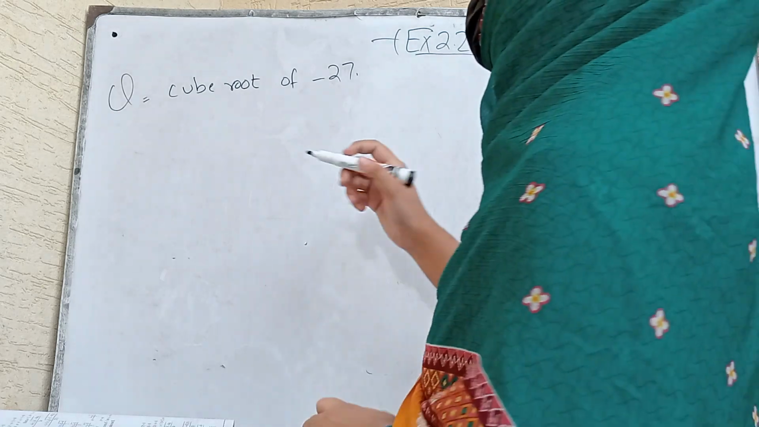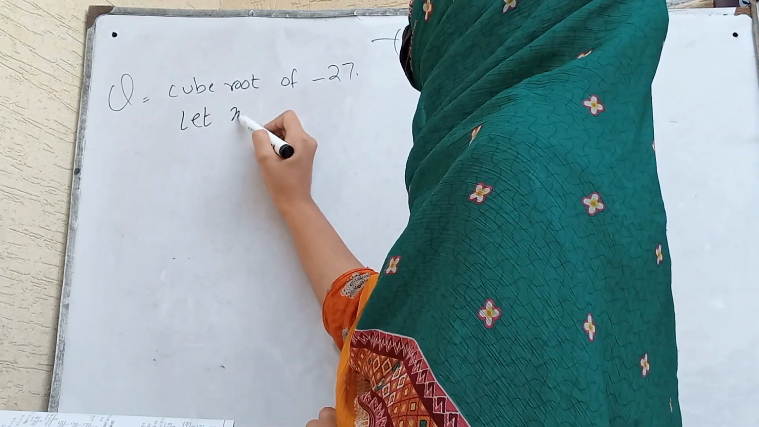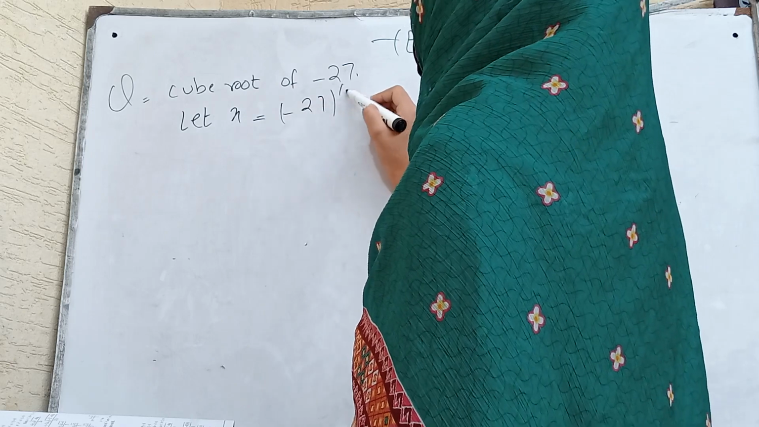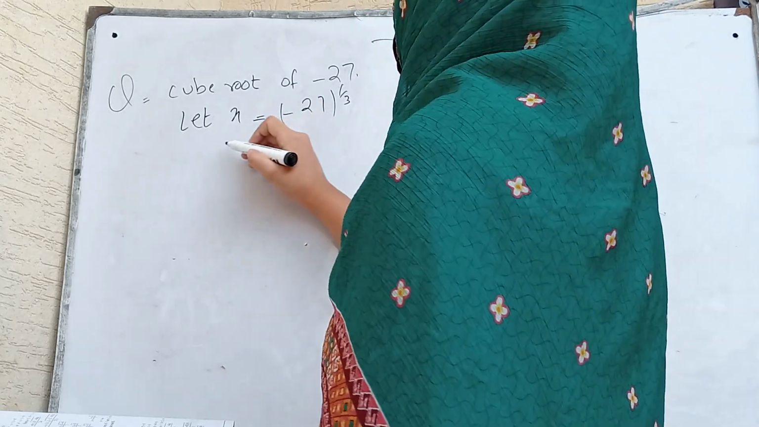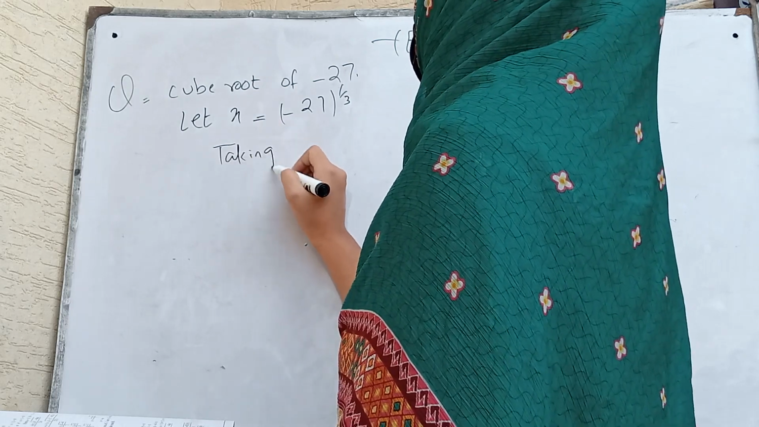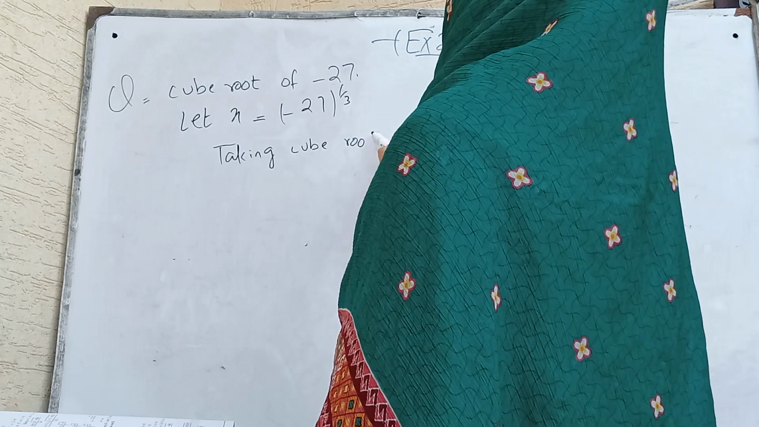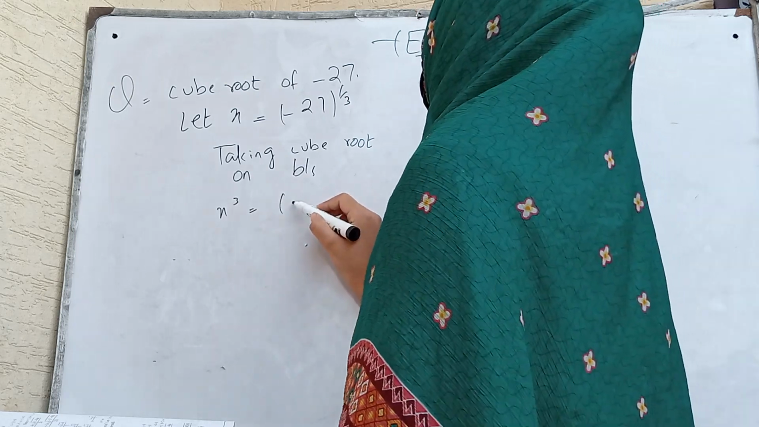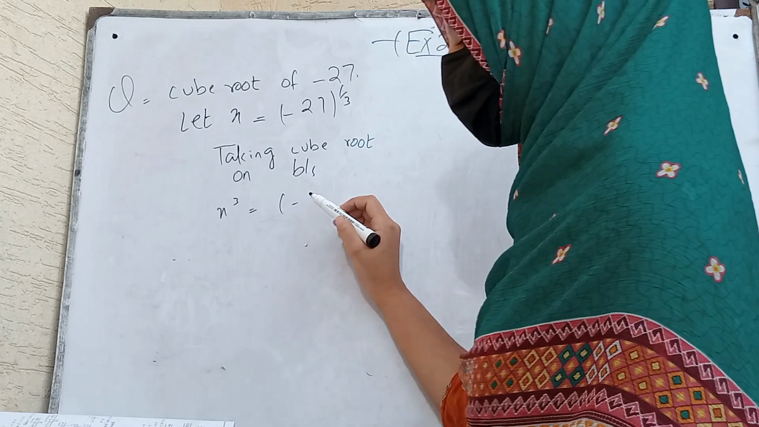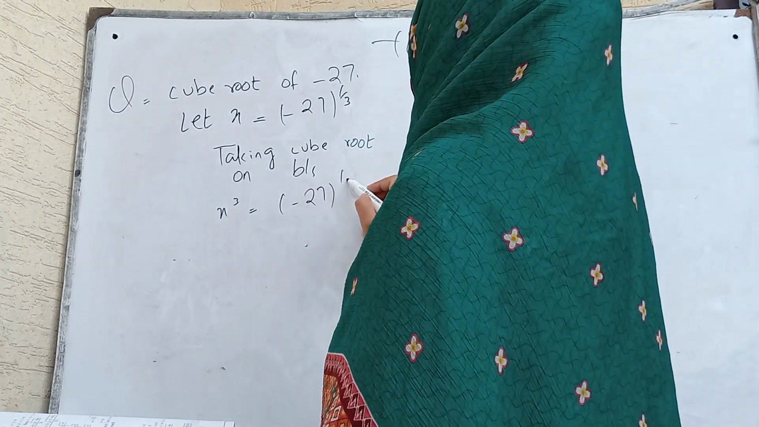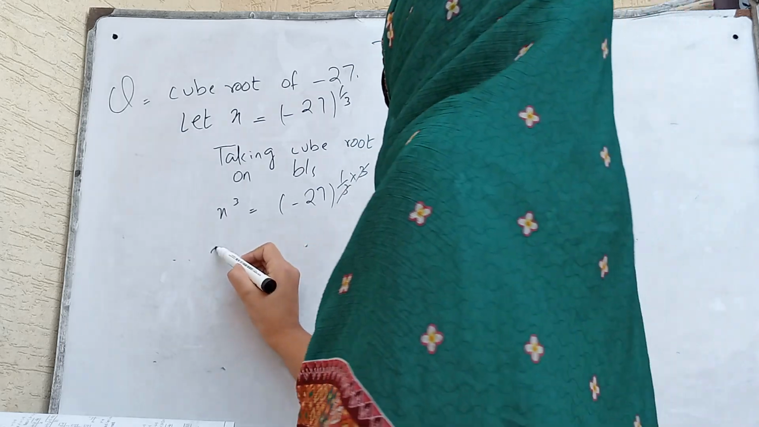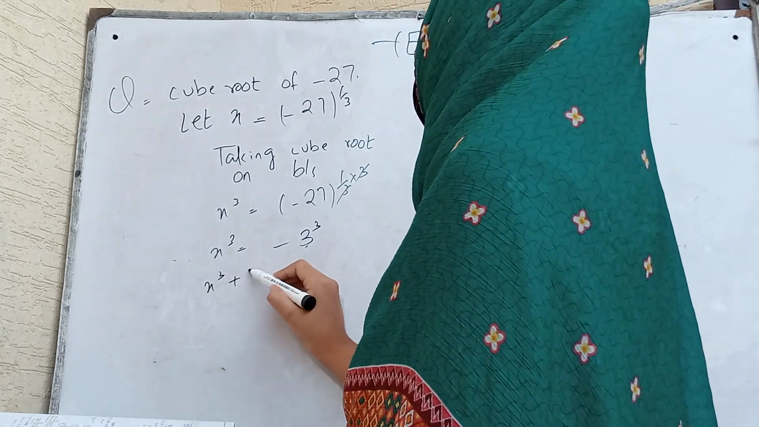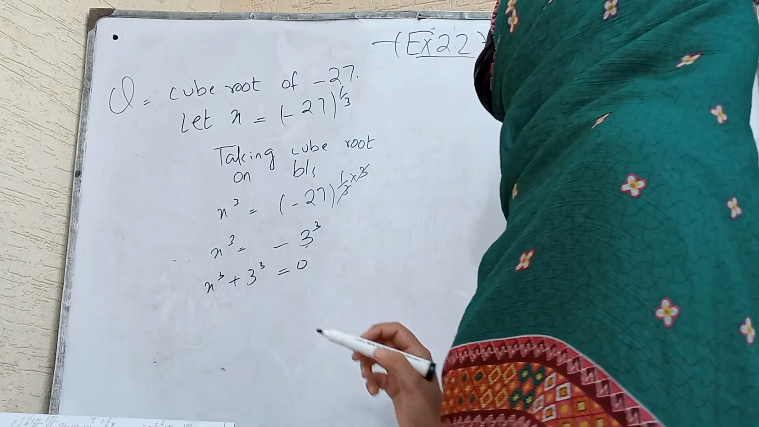So first we let x is equal to minus 27, and then taking cube root on both sides. So we have x cube is equal to minus 27. The one by 3 multiplied by 3 cancels out, and x cube is equal to minus 3 cube. So x cube plus 3 cube is equal to 0.